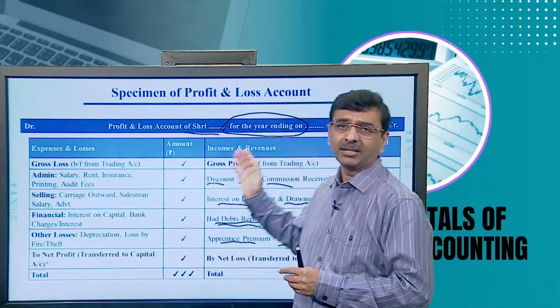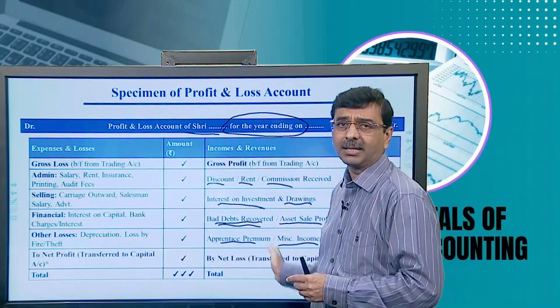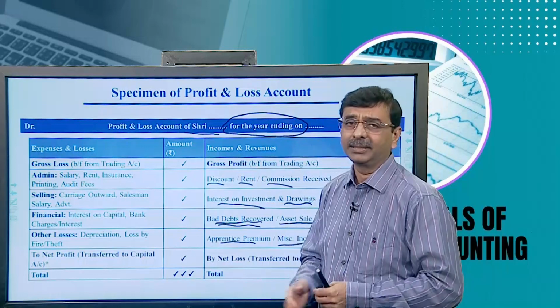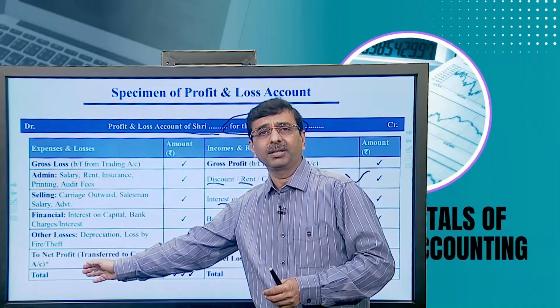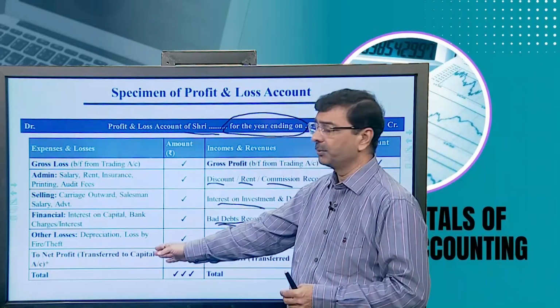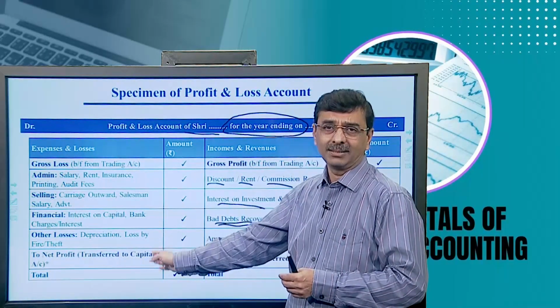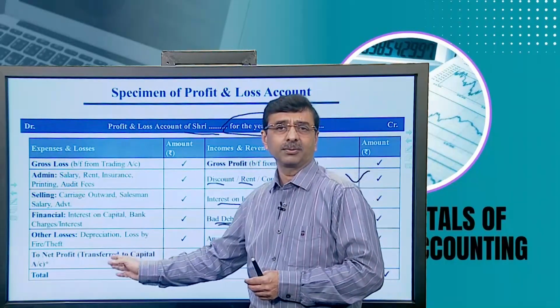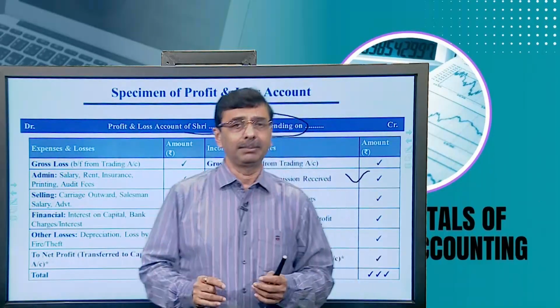In case the total of the credit is higher than the debit, the difference is considered a net profit. Then it will be written on the debit side of the profit and loss account as net profit (transfer to the balance sheet in capital account). So that is net profit transferred to the balance sheet in capital account.